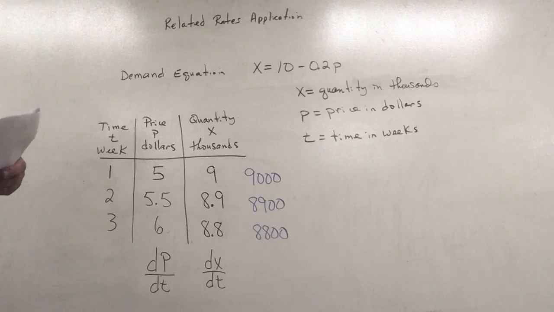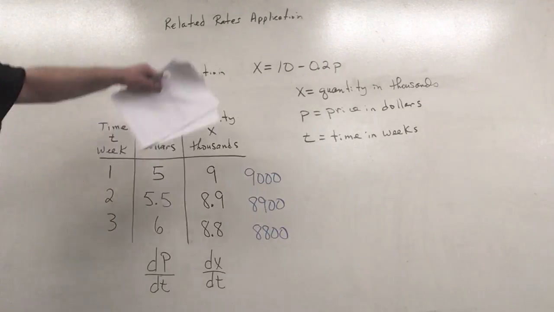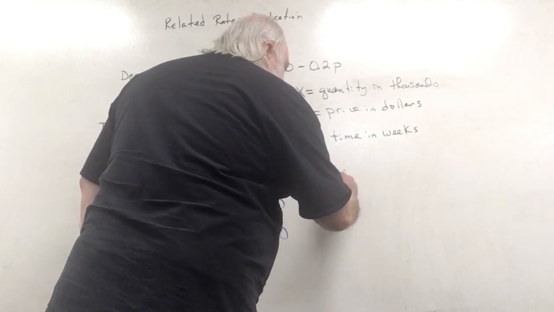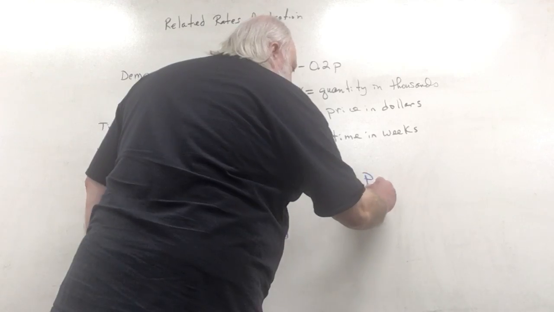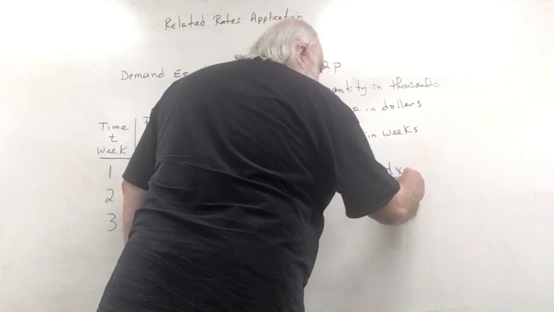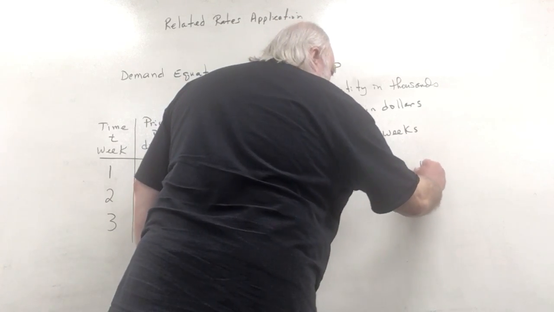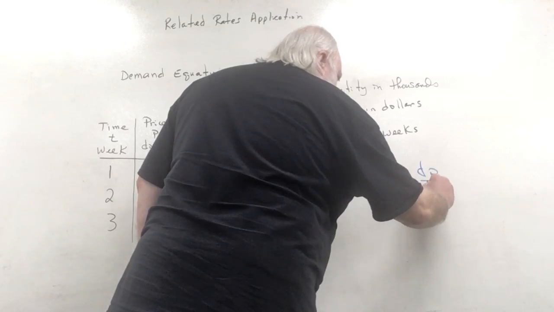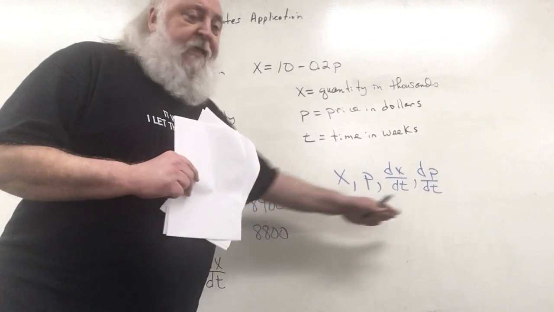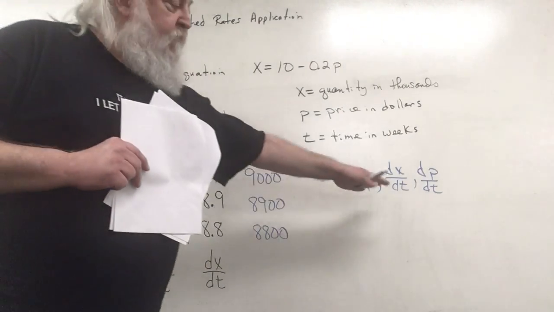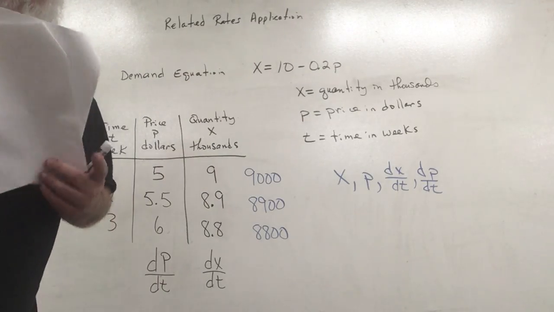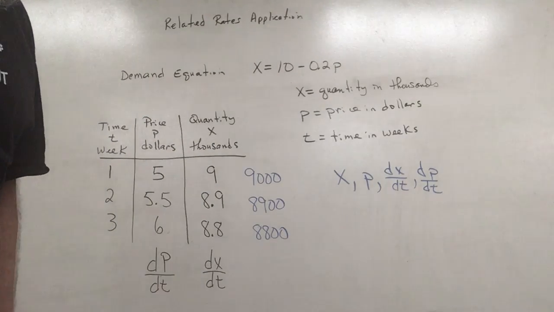So in solving these related rates application problems, we're going to be dealing with 4 quantities: x, p, the rate of change of x with respect to time, and the rate of change of price with respect to time. We'll be given 3 pieces of information, and we'll have to figure out the 4th piece using implicit differentiation. And so that's where we're headed with this material.